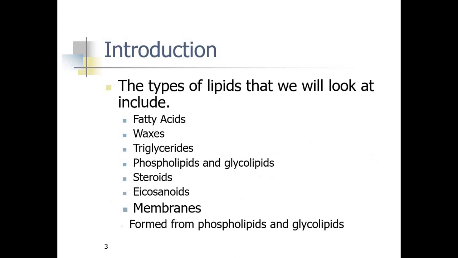So there are different types of lipids that we will look at in this lecture. We have fatty acids, waxes, triglycerides, phospholipids and glycolipids. We have steroids, eicosanoids, and membranes, and these membranes are formed from phospholipids and glycolipids. We will divide this into 2 video lectures, or 3 rather. So we will have a separate lecture for the glycolipids.